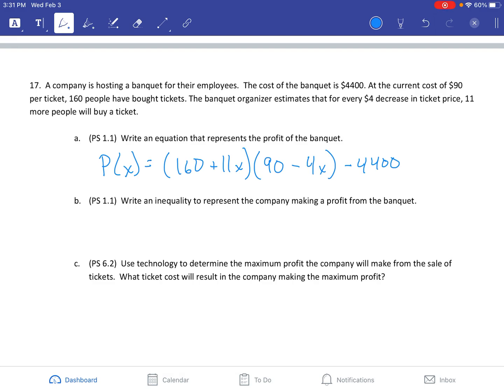Okay, that's our equation. To make it an inequality, we do the same thing we did before. Write down the equation just like it was, but it's going to be greater than 0. Now it says use technology to determine the maximum profit the company will make from the sale of tickets, and then what ticket cost will result in the company making the maximum profit. So there's actually 2 questions in that problem. But we do have to go to our Desmos app and write the equation in.